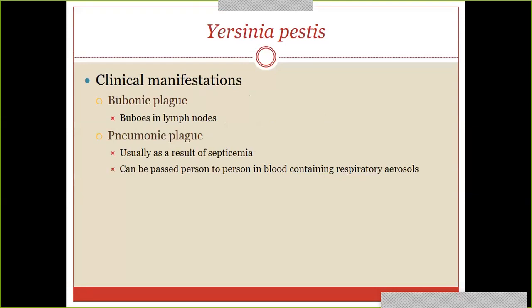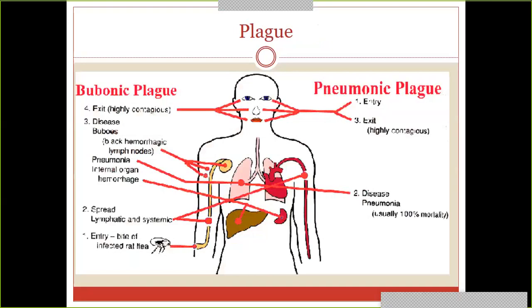So buboes will form in the lymph nodes. In pneumonic, of course, it's involving the lungs. And pneumonic, again, was more of the one that goes with bioterrorism. So there, I know that's hard to read. I didn't like how that copied, but you can kind of see it. It'll talk about entry and exit points and where it goes in each different form of the bubonic or pneumonic plague.